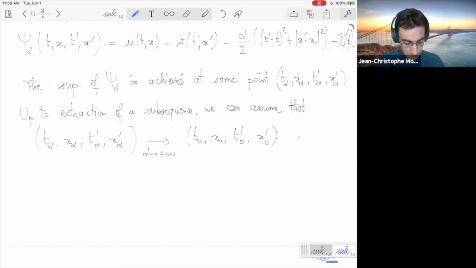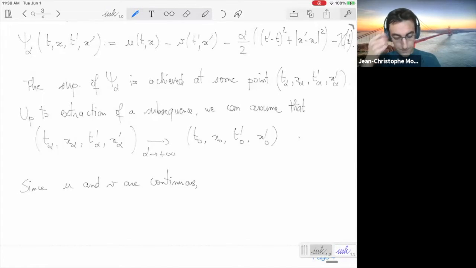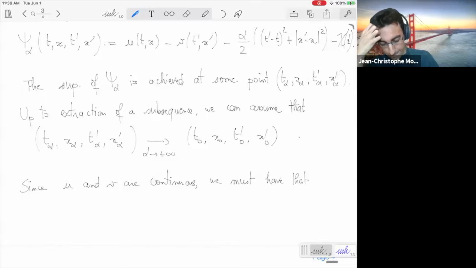So since u and v are continuous, and again, I'm using that we are on the torus in the space variable, we must have that this term alpha over 2 times (t prime alpha minus t alpha) squared plus (x prime alpha minus x alpha) squared remains bounded.